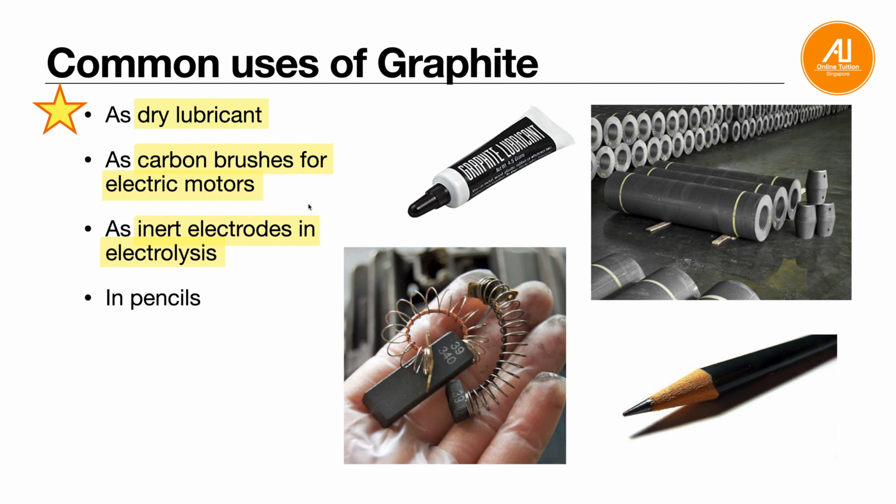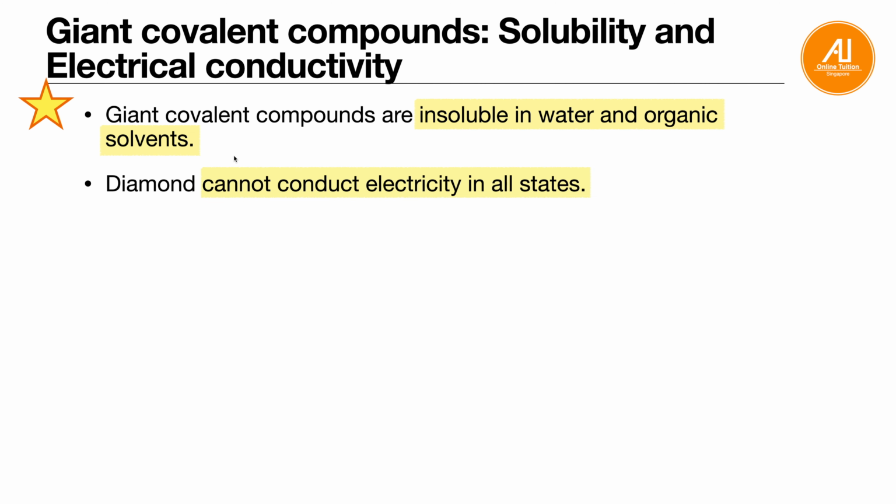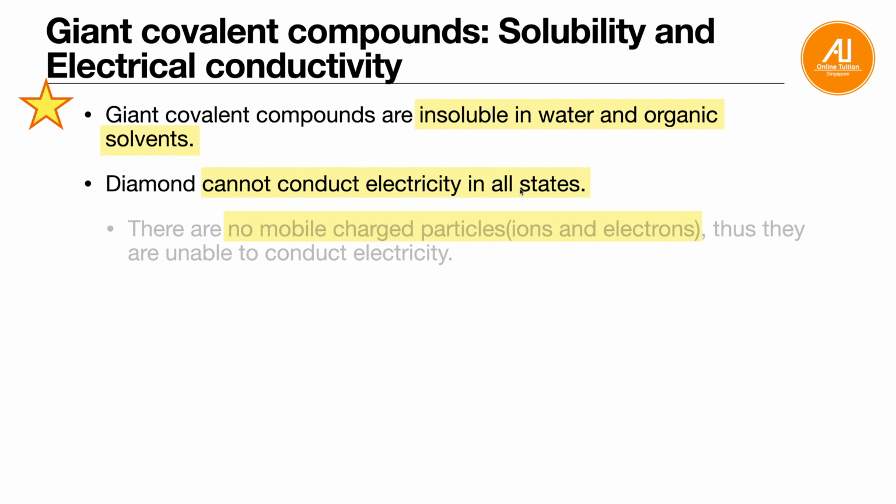Okay, next one, the electrical conductivity of giant covalent compounds. So first of all, giant covalent compounds are insoluble in both water and organic solvent. Okay, so they do not dissolve at all. Then diamond cannot conduct electricity in any state. Okay, because what? There are no mobile charged particles in diamond. So all the electrons are used for bonding.